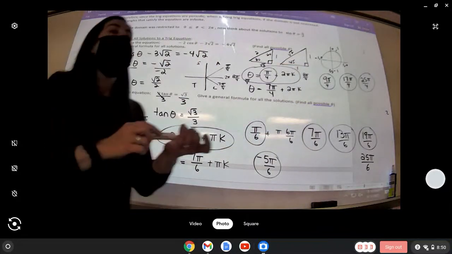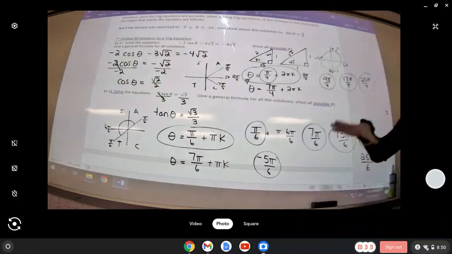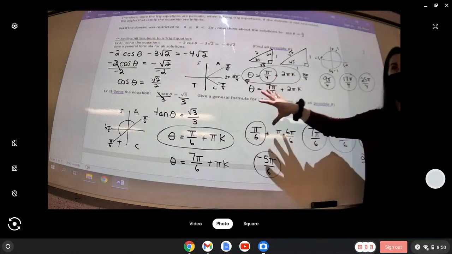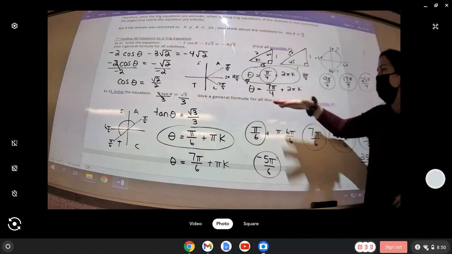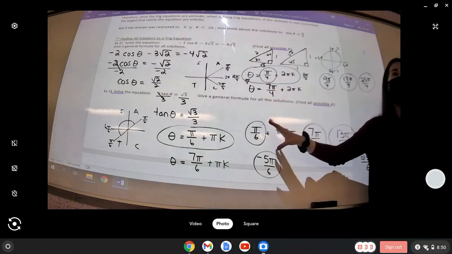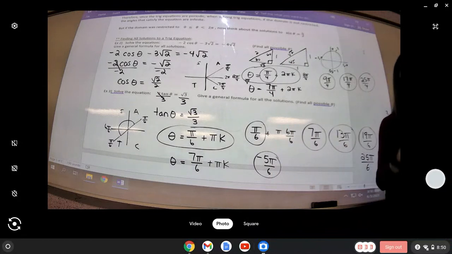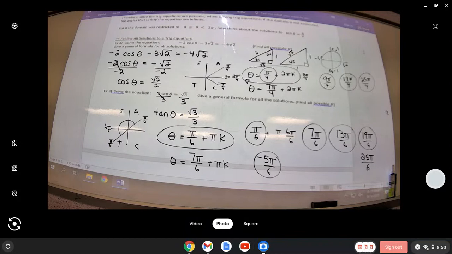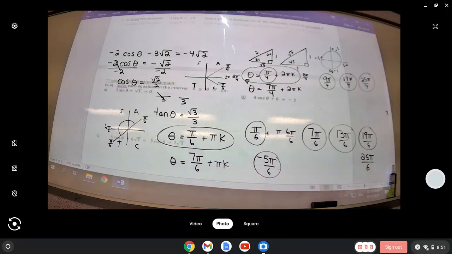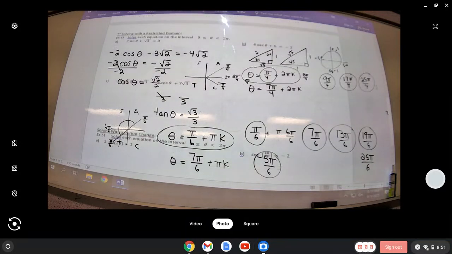Okay? Luckily, for the most part, they really don't make you solve too many trig equations that aren't restricted. If they want you to find all possible theta, it's usually only for a couple of questions. The majority of the equations will have a restricted domain, which are easier to solve, or at least easier to write the answers. All right, so let's try a couple of those.